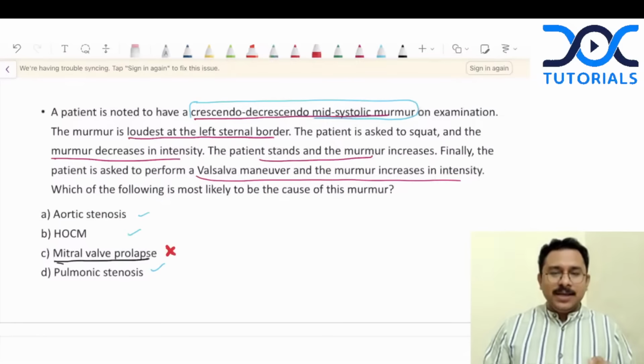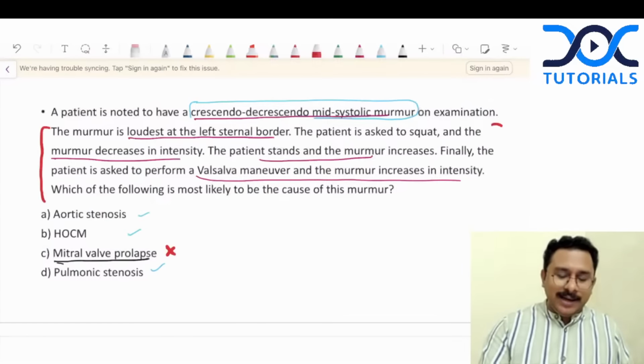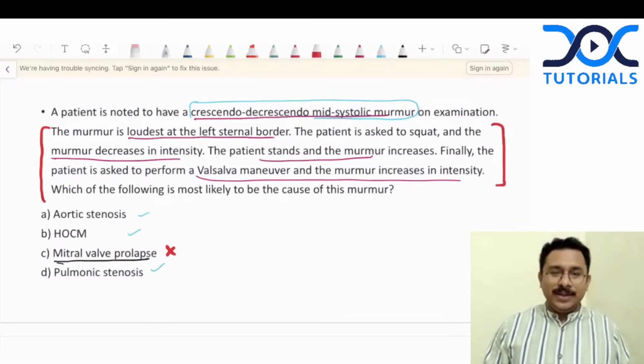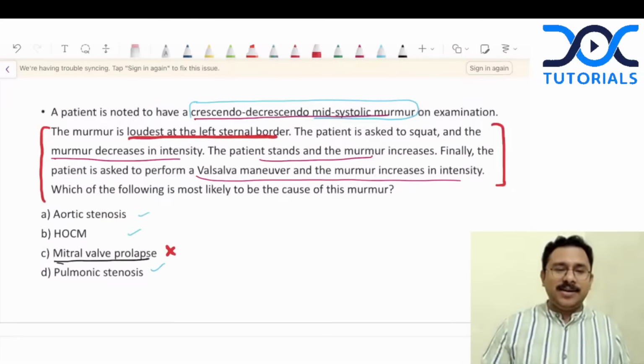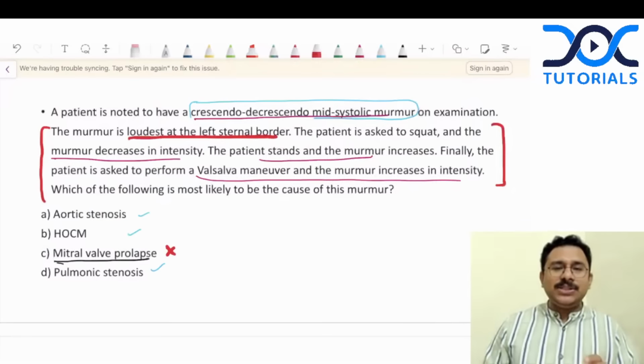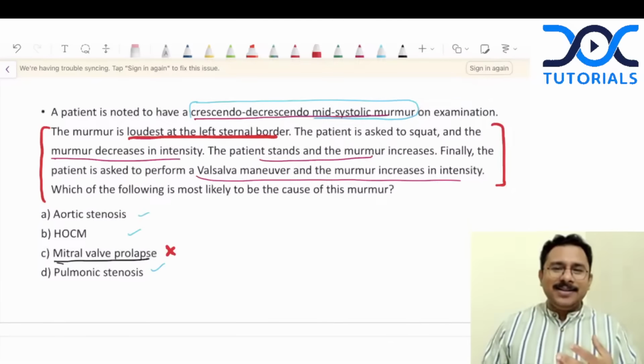Now it is the dynamic auscultation which is going to tell me about the diagnosis. And there is one additional point. The murmur is best heard at the left sternal border. Aortic stenosis murmur is best heard in the aortic area, and pulmonic stenosis murmur is best heard in the pulmonic area. So that itself tells me that this is likely to be a hypertrophic cardiomyopathy.